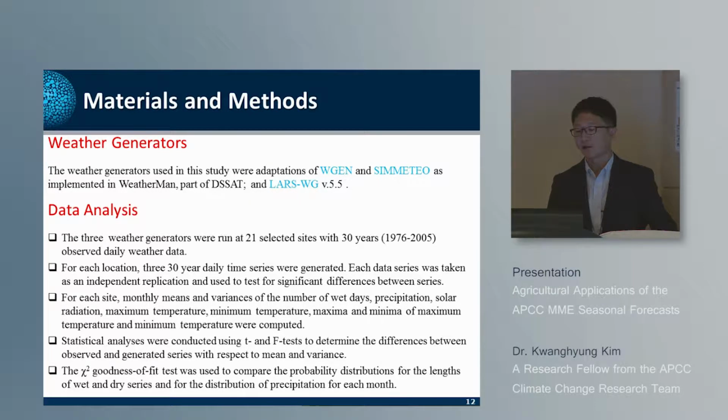For each site, monthly means and variations of the number of wet days, precipitation, solar radiation, and temperature were computed. Statistical analyses were conducted using T and F tests to determine the difference between observed and generated series with respect to mean and variation. And a chi-square goodness of fit test was also used.